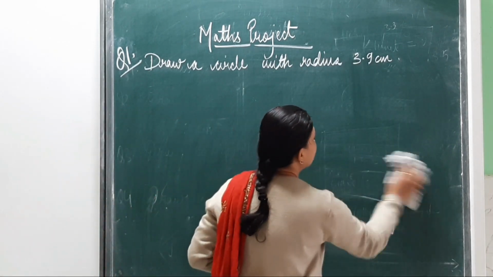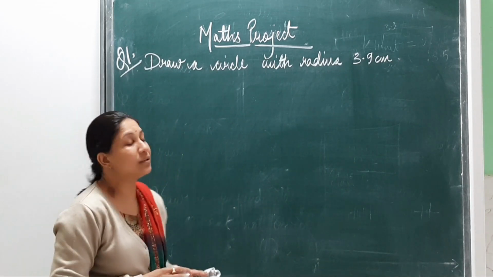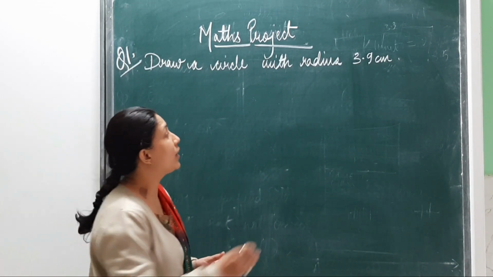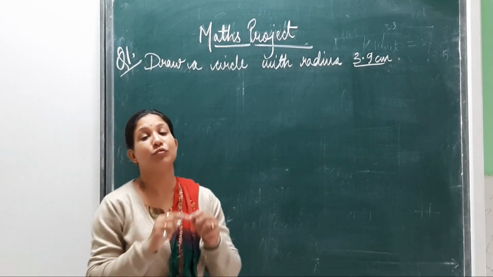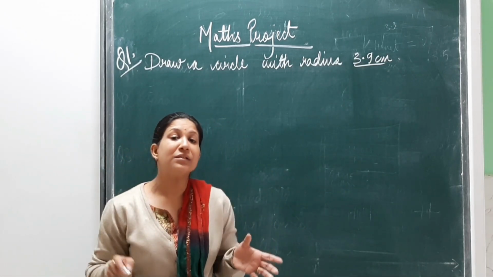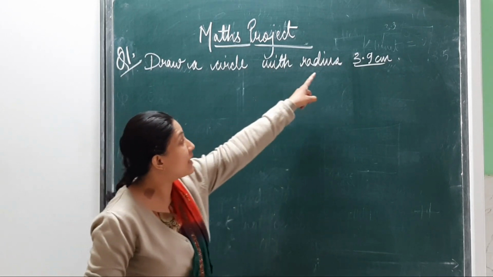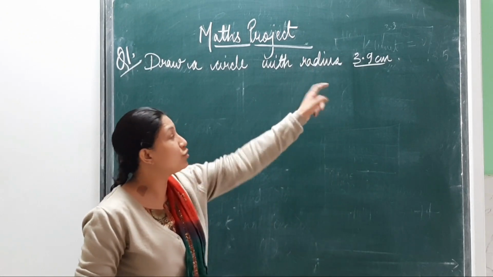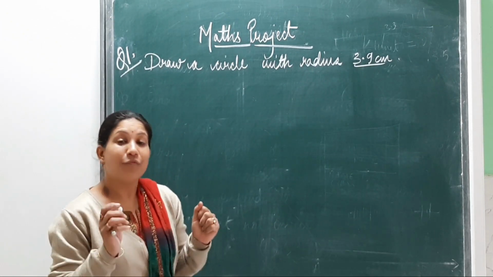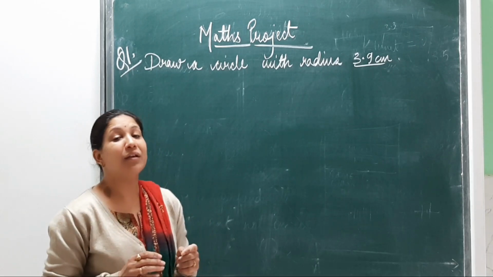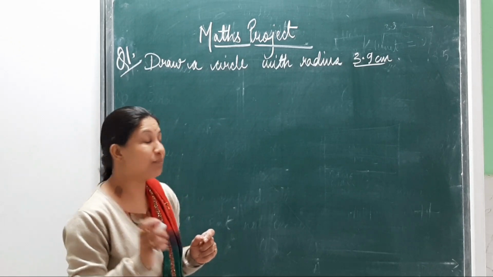Now let's begin with the work. The first question is, draw a circle with radius 3.9 centimeters. What do you have to do? You have to draw a circle. Any circle you can draw, but here it is precisely mentioned the radius should be 3.9 centimeters. So for this, get ready with your compass, ruler and a sharp pointed pencil.